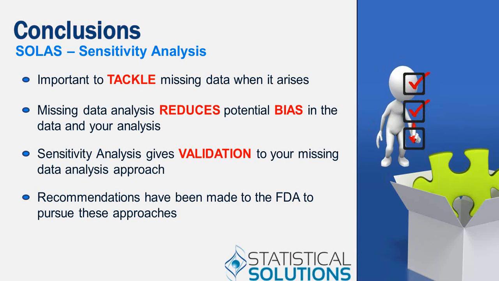So these recommendations were made to the FDA by the committee, the panel that I told you about earlier, the NAS panel who wrote the report on the treatment and prevention of missing data in clinical trials. They feel strongly that multiple imputation is quite a valid approach to missing data analysis, and they also feel very strongly that sensitivity analysis should go hand in hand with multiple imputation.